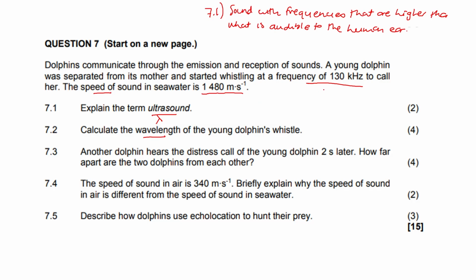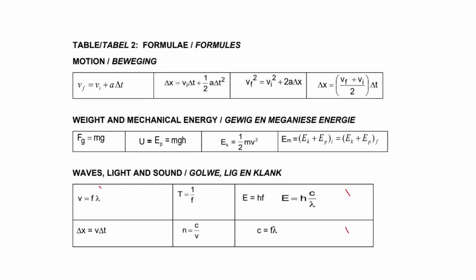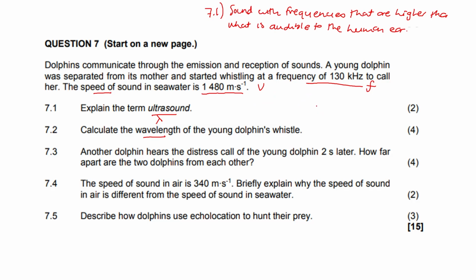Okay, so what do we have? We have the frequency and we have the velocity. So we'll obviously use this formula. I'll jot it down already: v equals f times wavelength. What is our velocity? Our velocity is 1480 and our frequency is 130 kilohertz. But remember, we can't have kilos here. We just want it in hertz. So we say 130 times 1,000, and that gives us 130,000.